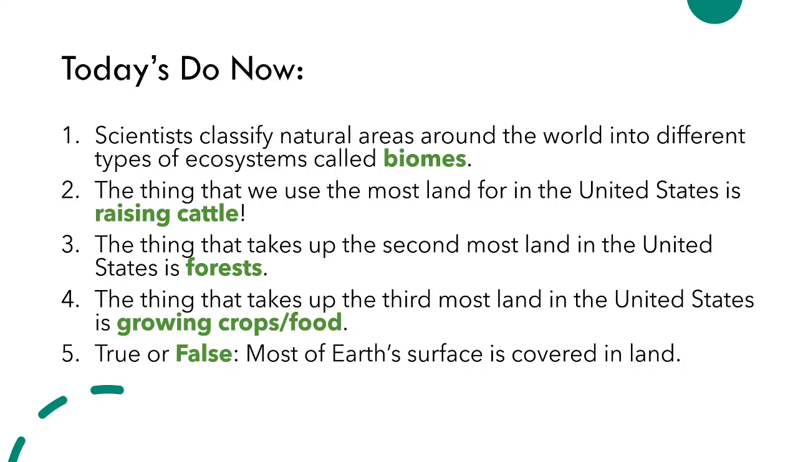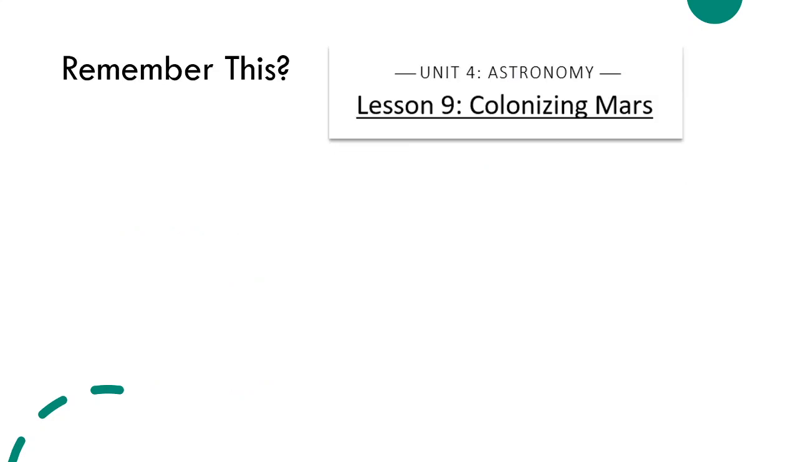And number 5, true or false, most of Earth's surface is covered in land. That is actually going to be false. We learned in Lesson 2 that 71%, the majority of Earth's surface, is covered in water, which leaves only 29%, a minority, to be covered in land.